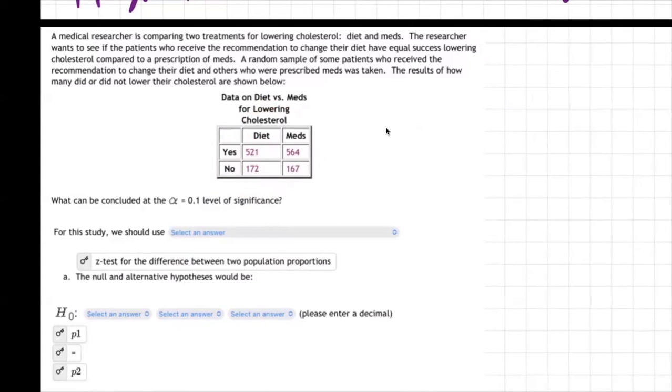Whenever you're doing parts of things, you're talking about proportions. And there's two of them, right? Because we have two groups. We have the diet group and we have the meds group. So it's two proportions. That's the online calculator we're going to use.